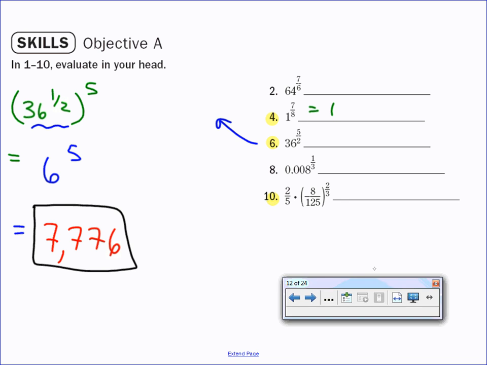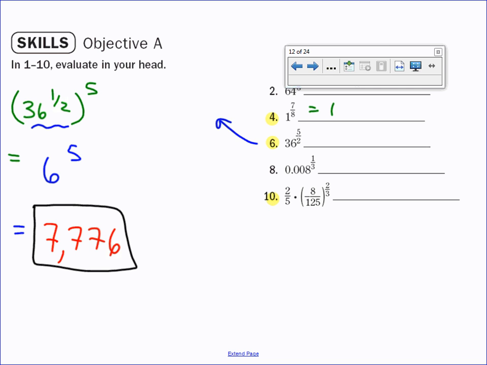Let's do number 10. That looks like a pretty crazy problem. Well, remember, there's parentheses here. And so we know that this exponent, 2/3, only applies to what's right next to it. This 2/3 does not apply to the 2/5 in front, because that multiplication is lower down on the totem pole, the hierarchy in order of operations and exponents. So I'm going to leave this 2/5 just chilling. That 2/5 is still going to be there.